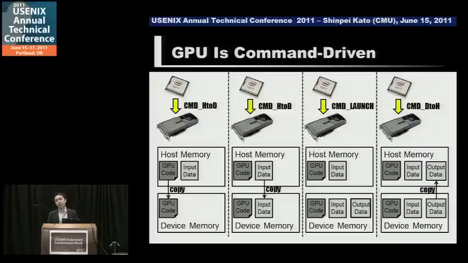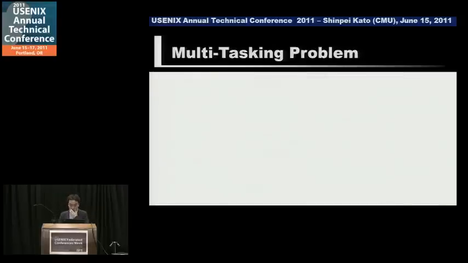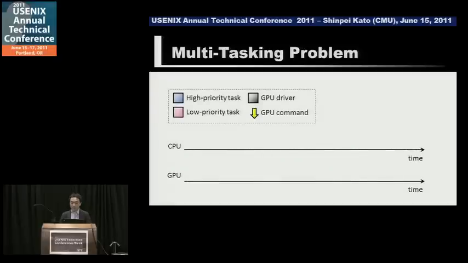And GPU execution usually outputs some data, right, because it's computing something. Which means we have to send another command again to copy this output data back onto the host memory. So the GPU is command-driven. And this command-driven model actually makes multitasking very difficult for the GPU. So let's consider 2 tasks with different priorities for simplicity of the example.